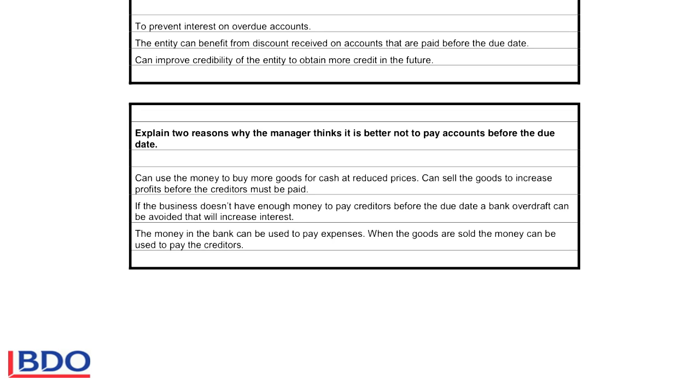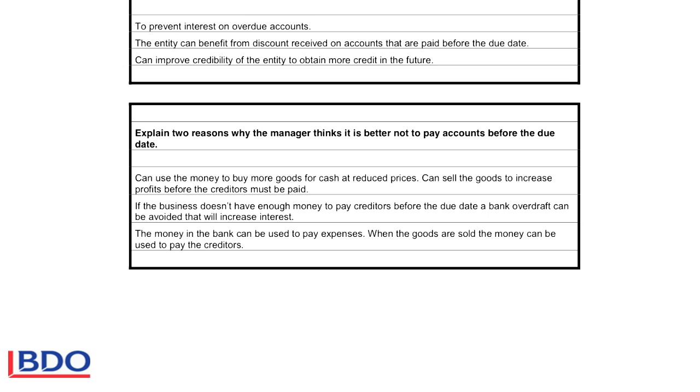If the business doesn't have enough money to pay creditors before the due date, a bank overdraft can be avoided that will increase interest. So if you pay the creditor before the time that you have to, and you pay them with a bank overdraft, on the bank overdraft you have to pay interest. If you paid the creditor on the correct date, you would not have to pay interest.